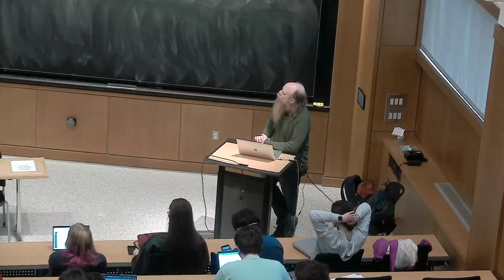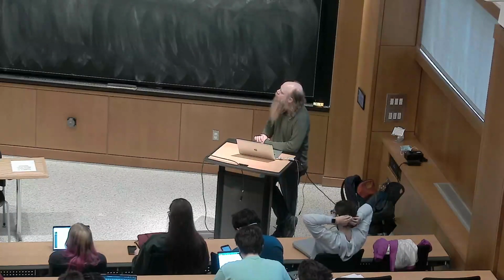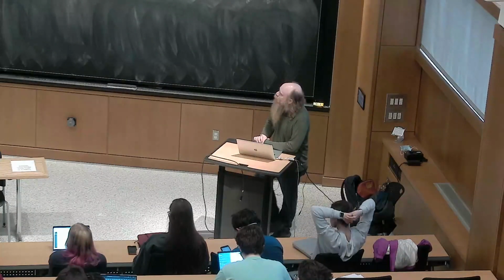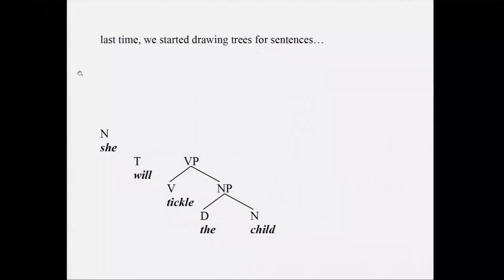So we'll merge the and child and get a new thing, which we'll name a noun phrase after the fact that it crucially contains a noun. And we'll merge that noun phrase with the verb tickle, and that's how we get the verb phrase.